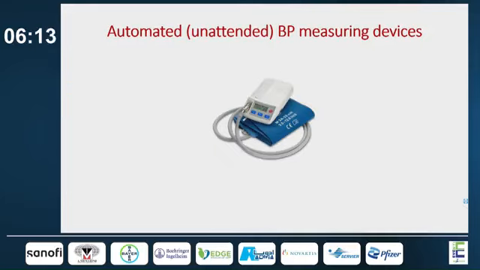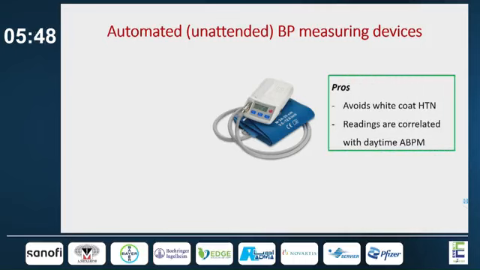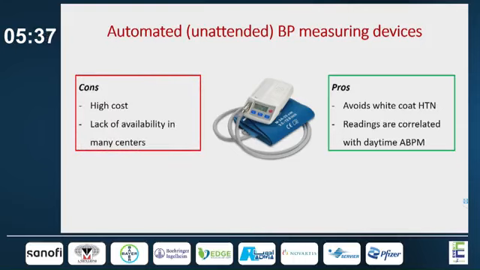The most recently introduced device is the automated unattended blood pressure measuring device. It's an oscillometric device that's fully automated. It measures blood pressure over 30 minutes, every 2 minutes, without the need for activation either by the physician or by the patient. The physician should go out of the room and leave the patient with the device. So it has the advantage of avoiding white coat hypertension, and its readings were found to have a good correlation with the daytime ambulatory blood pressure measuring device. Of course, it's of very high cost, that's why it's not available in many centers.